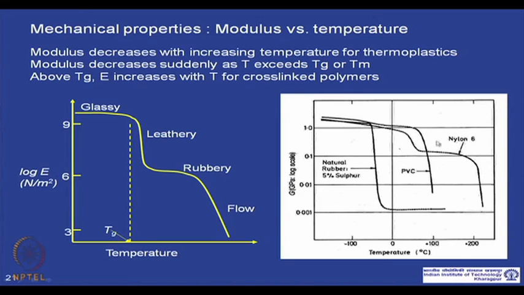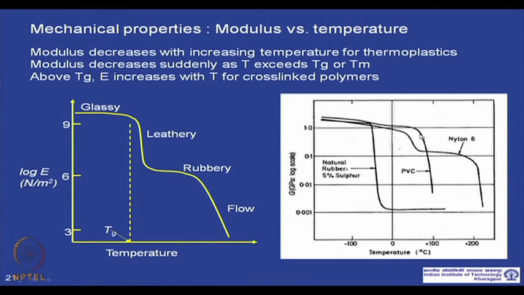Nylon 6 is a semi-crystalline polymer. Its modulus drops after Tg, it drops very fast, and then after Tm, the elastic modulus becomes very low. So, there is a Tg here, a drop in modulus, and at Tm, a drastic drop in modulus in the case of a semi-crystalline polymer.